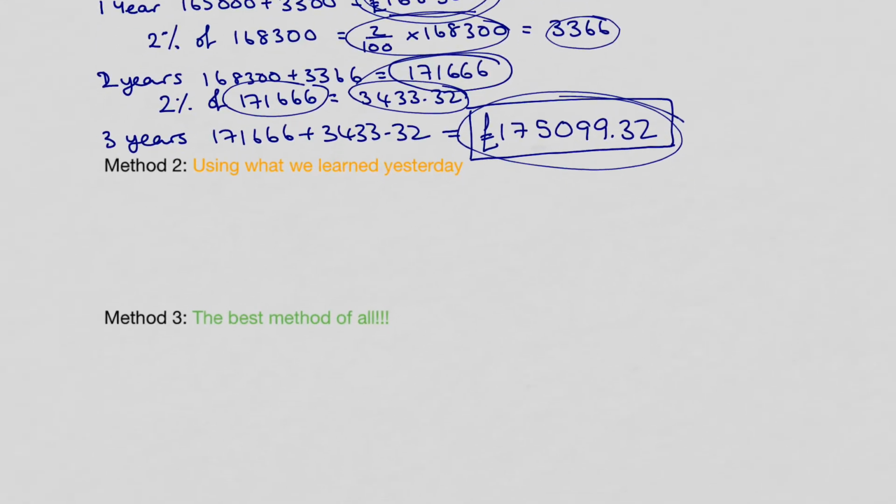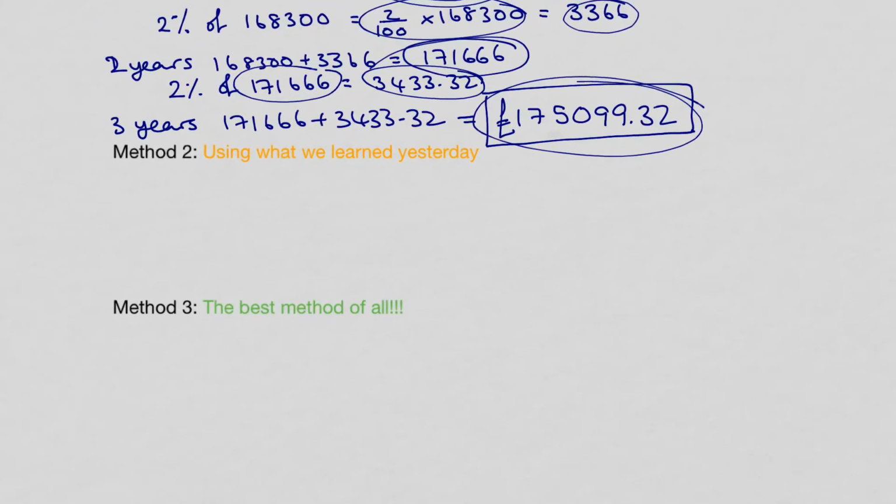Now I hope you can see that using what we learnt yesterday, there is a quicker way of doing this. So if we start off with our 165,000, and we want to increase it by 2%, remember the shortcut where we looked at starting off with 100% and adding our percentage, so that'll give us 102%, and then writing that as a decimal, and that becomes the multiplier. So after year 1, we would have 165,000 times 1.02.